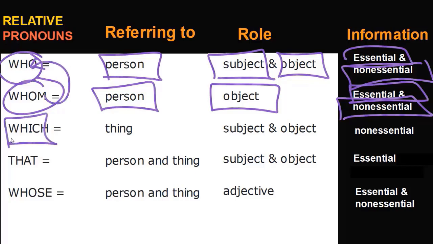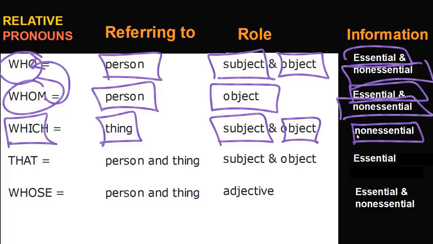Next, which. Which as a relative pronoun is used to refer to things, non-living things or animals. All right. And it can function as the subject of the relative clause or the object of the relative clause. And it only gives non-essential information, right? I've seen some people using it to give essential information. Don't do that. If you want to give essential information about a thing, use that. Do not use which, right?